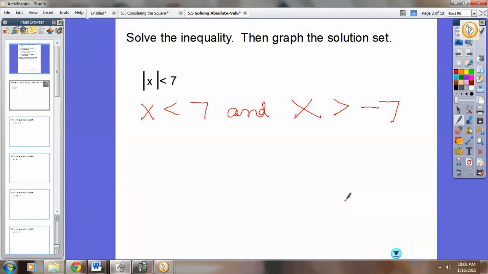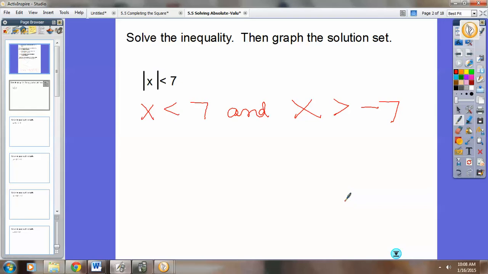Now the first inequality looks almost identical to the original inequality, doesn't it? The second inequality has a couple of things that are different. Can someone raise their hand and tell me one thing that's different? Haley. The 7 is a negative. Jess, what's another thing? The inequality symbol is flipped, and that's going to happen every single time.